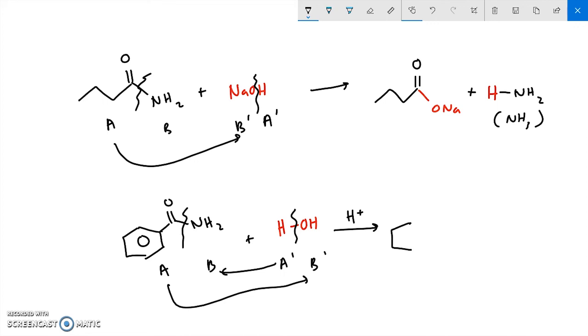This is the benzene together with the C double bond O, which is attached to OH from the water, plus H from the water attached to the NH2 from the benzamide, to give the same side product of ammonia.